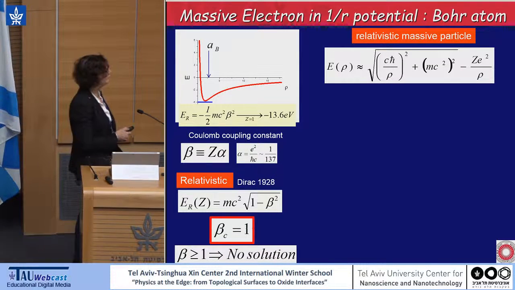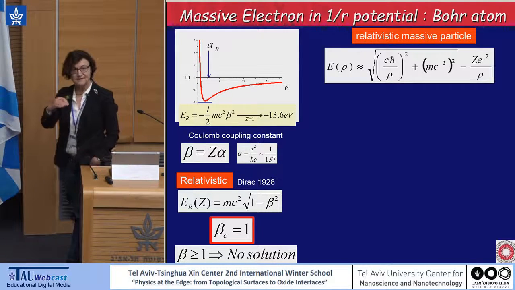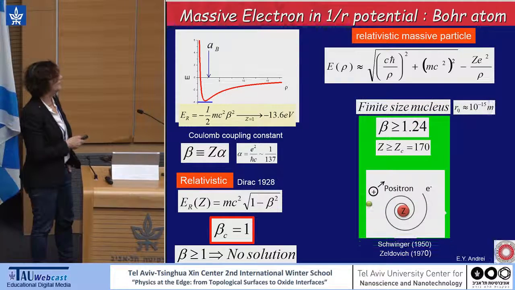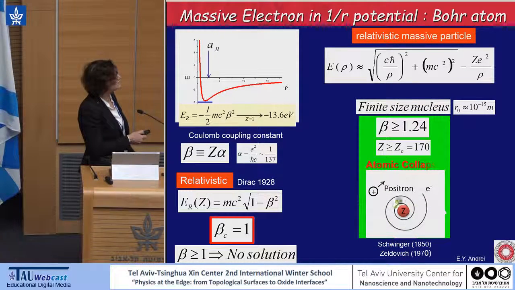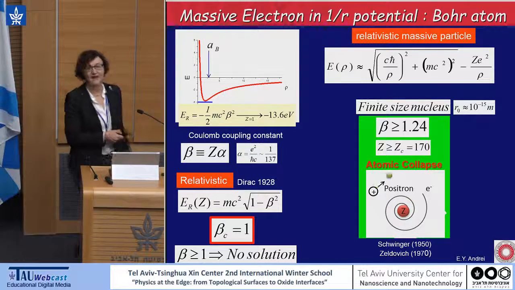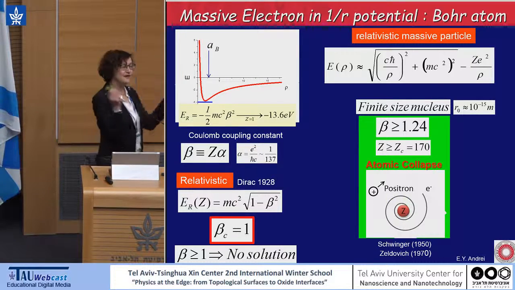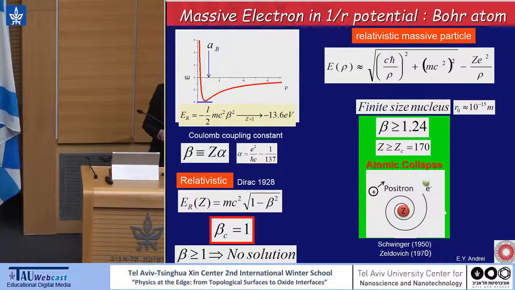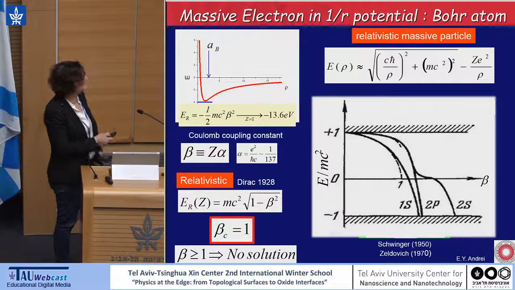In fact, if you take into account the finite size of the nucleus, you have a small distance cutoff, and in fact there are solutions, but you get a collapse. You have solutions up until atomic number 170, and beyond that you get the so-called atomic collapse, where the electron plunges into the nucleus, with spontaneous emission of electron-positron particles. And this is roughly the phase diagram.